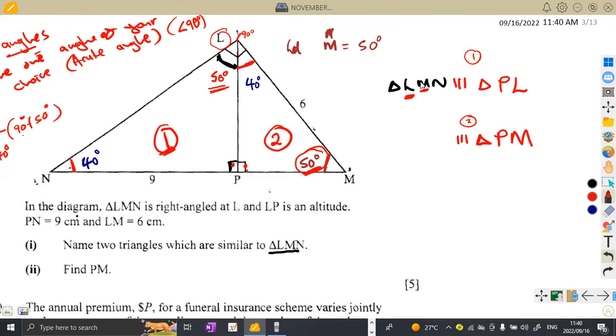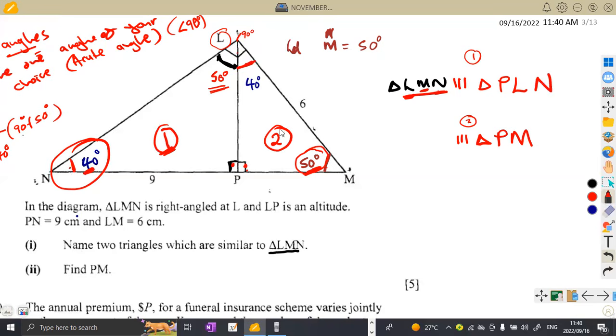We move on to N, because remember, this is LMN. So from the bigger triangle of LMN, our N here is at this point, which is 40 degrees. So we need an angle equal to 40 degrees, okay? So from the first triangle, remember, this is our first triangle, this smaller triangle, this one. Which angle is equal to N, which is 40 degrees? As you can see, N is repeating. So there's nothing that we're going to do. It's going to remain as N. So it will be PLN.